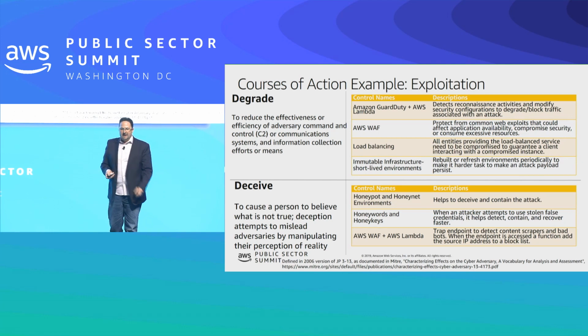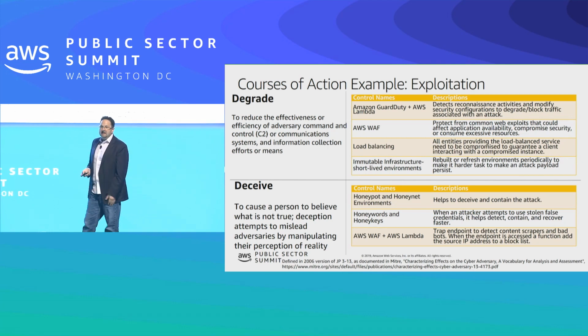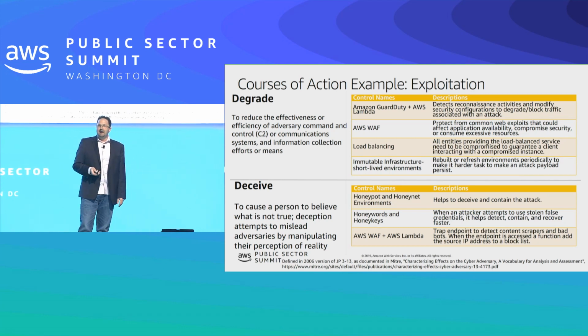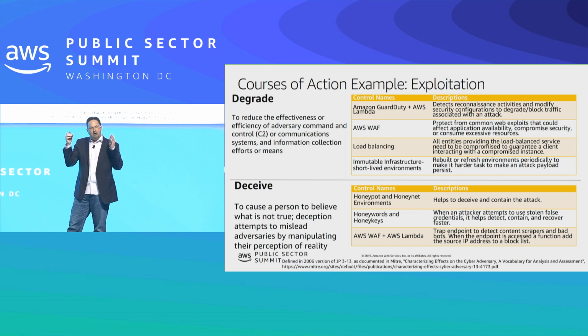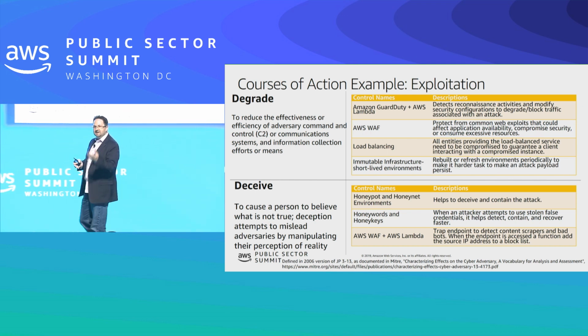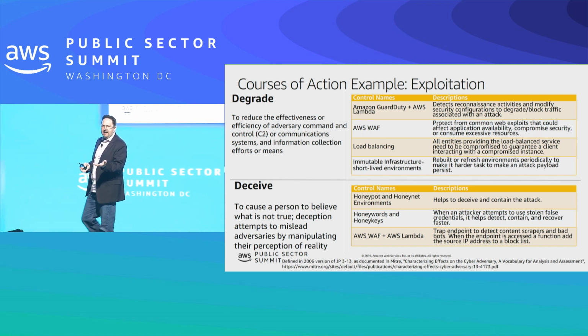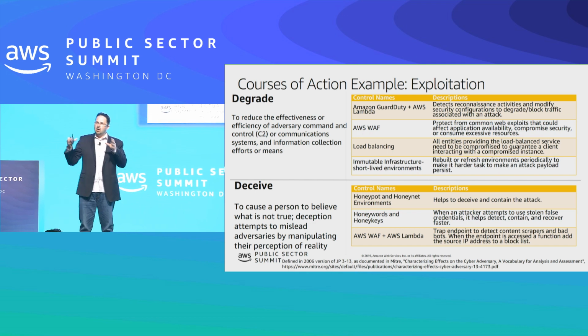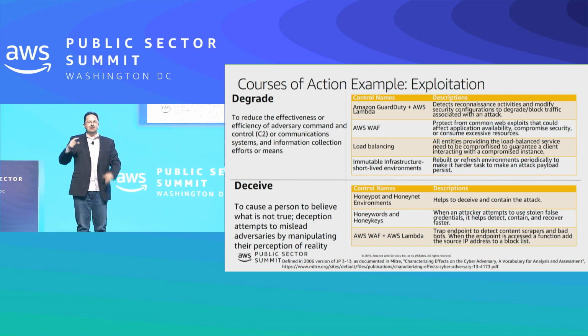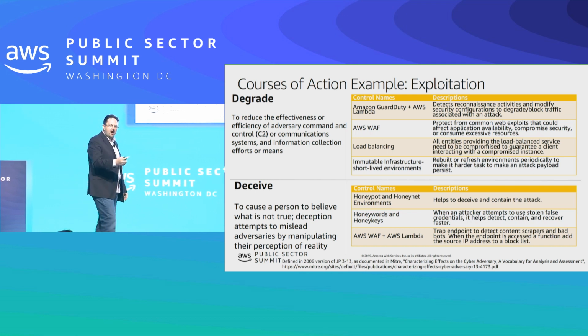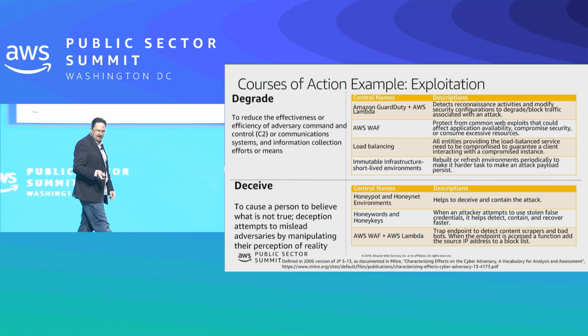Degrade and deceive. So degrade, again, we're trying to make it inconsistent. We're trying to make their attack less successful, right? So for instance, a great combination is Amazon GuardDuty and AWS Lambda. Now GuardDuty is giving you indicators of compromise. It's sending you alerts saying, hey, we're seeing indicators of compromise. You can put that together with serverless like Lambda and let Lambda go and do a bunch of things as a result. Okay, and I'll walk you through an example of what that looks like here in a second.